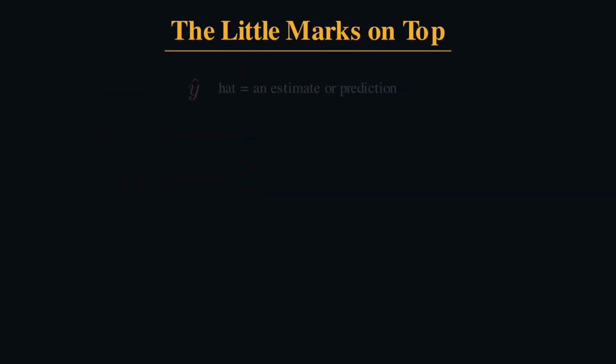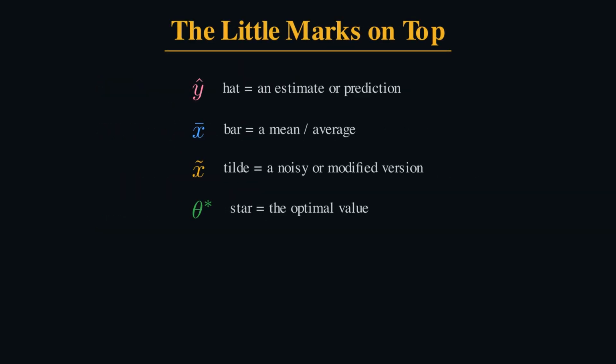Now a beat almost no one explains, and it unlocks so much. The tiny marks on top of a letter completely change its meaning. A hat means an estimate, a prediction. Y hat is what the model thinks, like a weather forecast. A bar means an average. X bar is the mean of your data. A tilde means a noisy or modified version. And a star means optimal, the flawless true value. Learn these 4 marks, and whole sentences of a paper suddenly snap into focus.